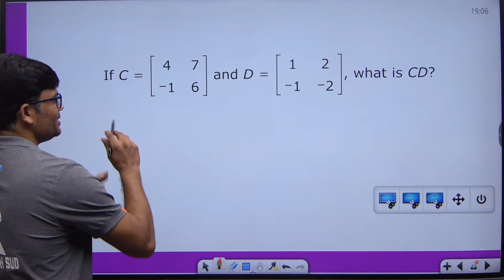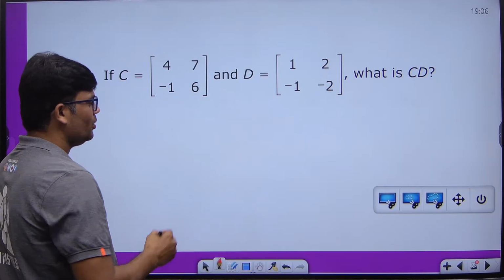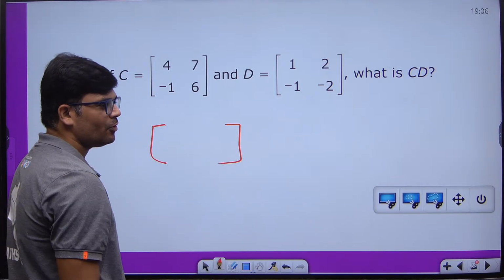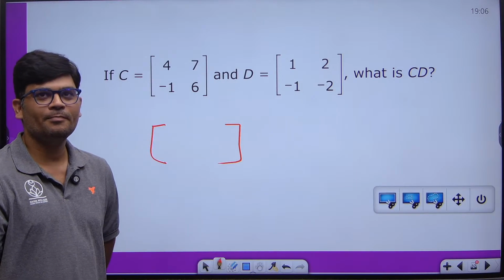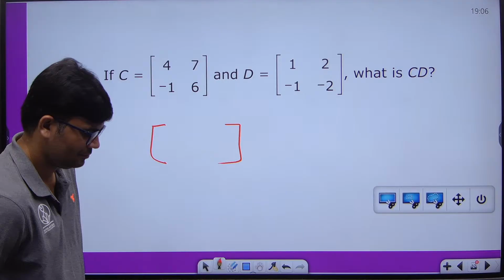So tell me, is multiplication allowed first? Yes. Okay. So what will be the final answer? What will be the order of the final product? 2 by 2. 2 by 2. Okay. Tell me the first part. What will come? Just a minute, I'll write it down so that it is simple.